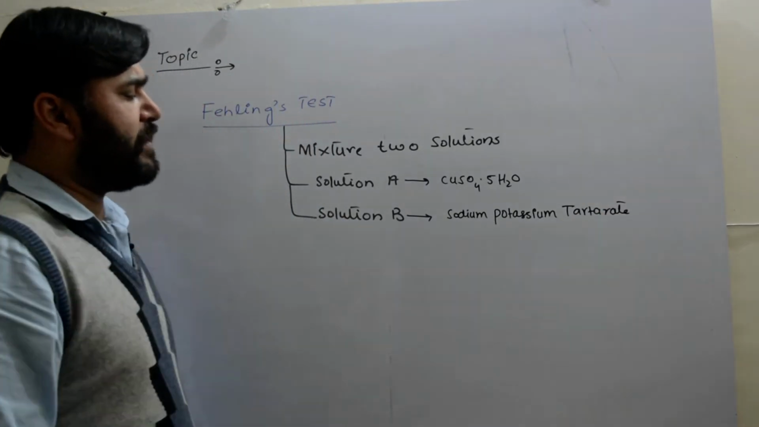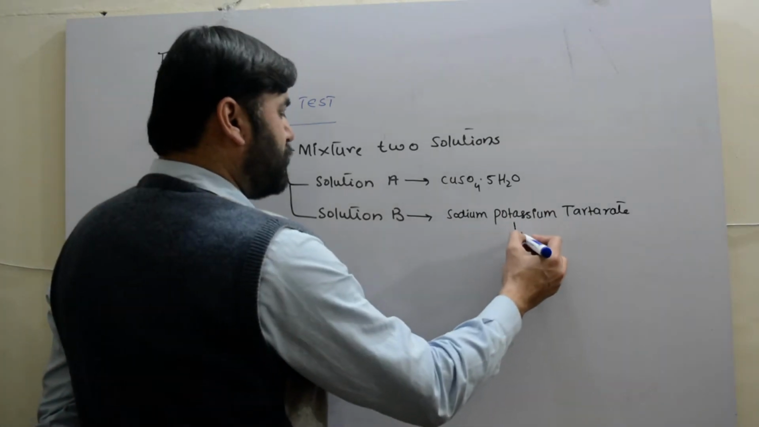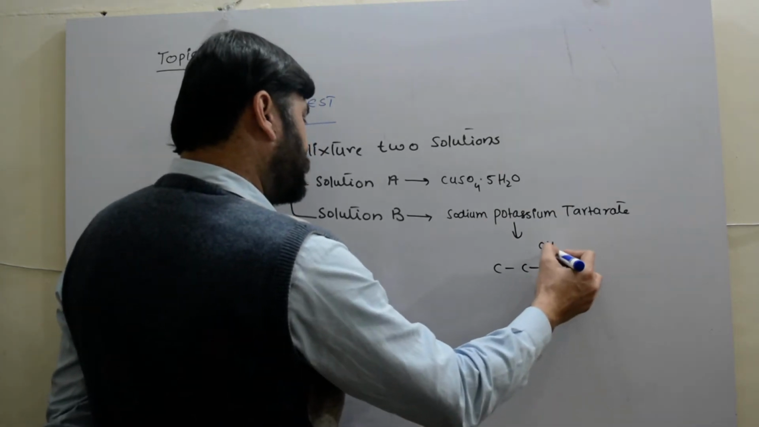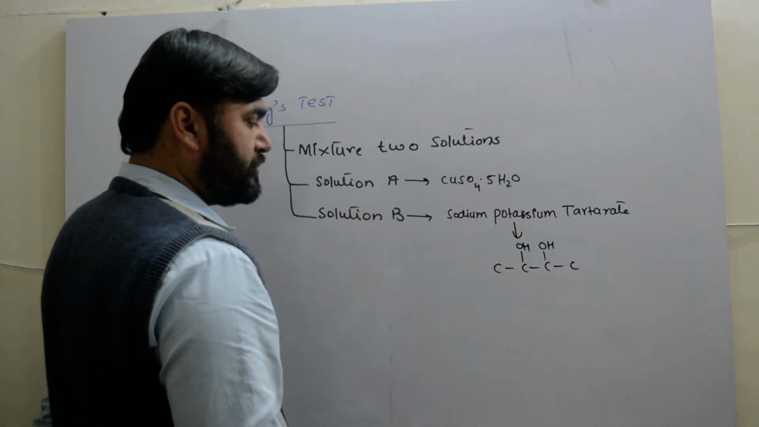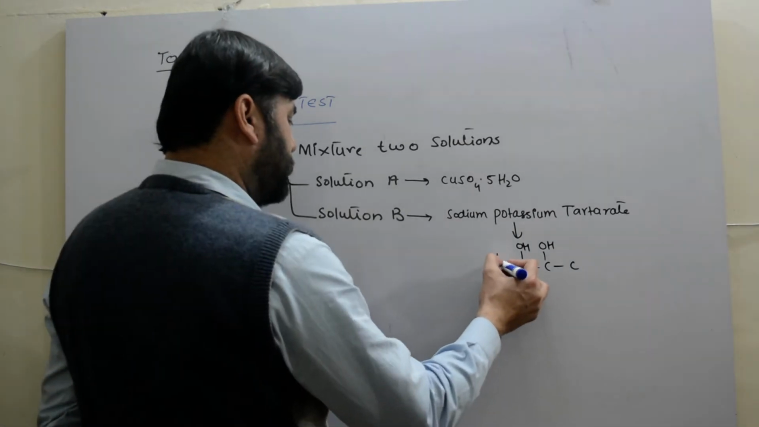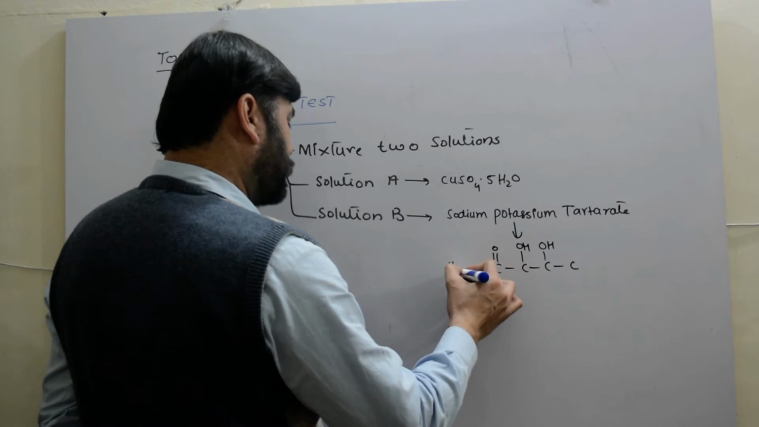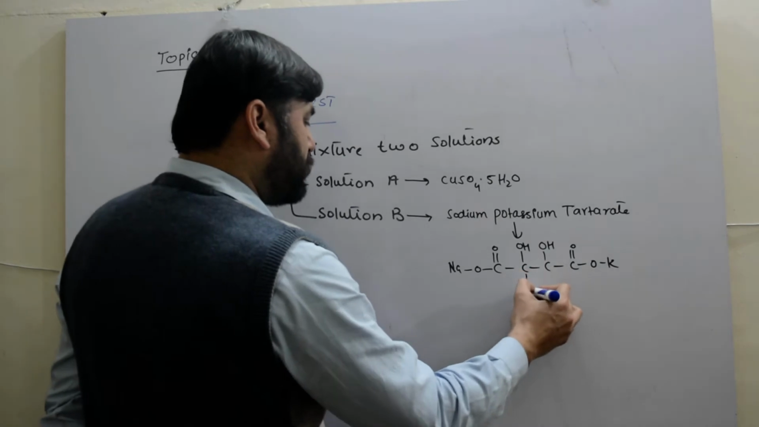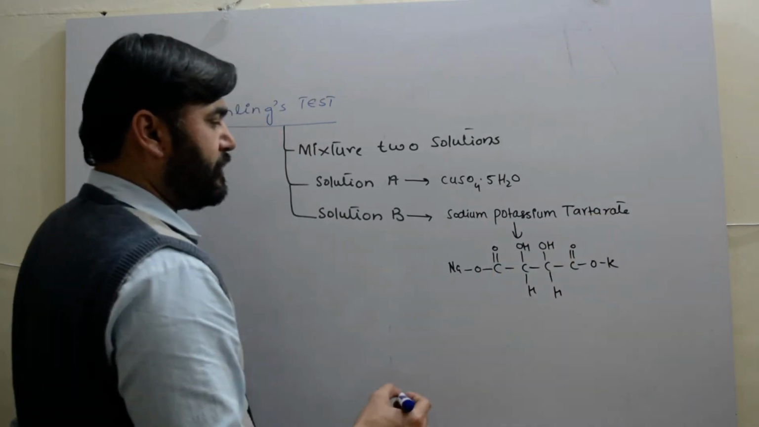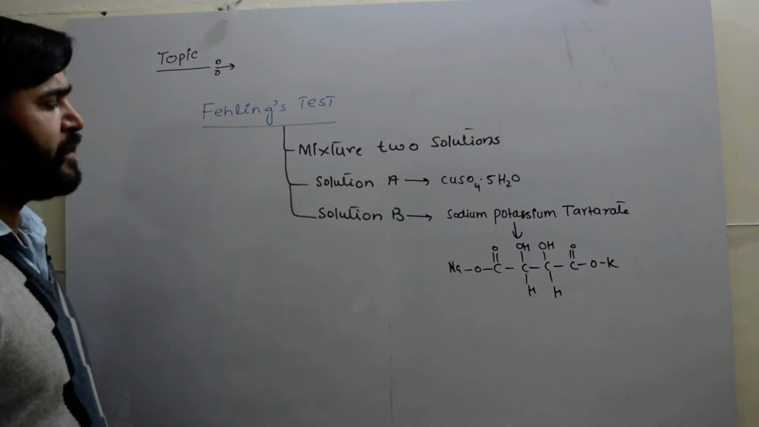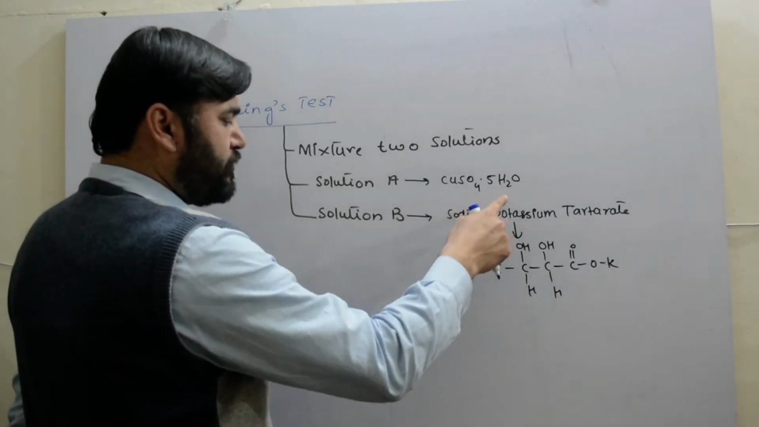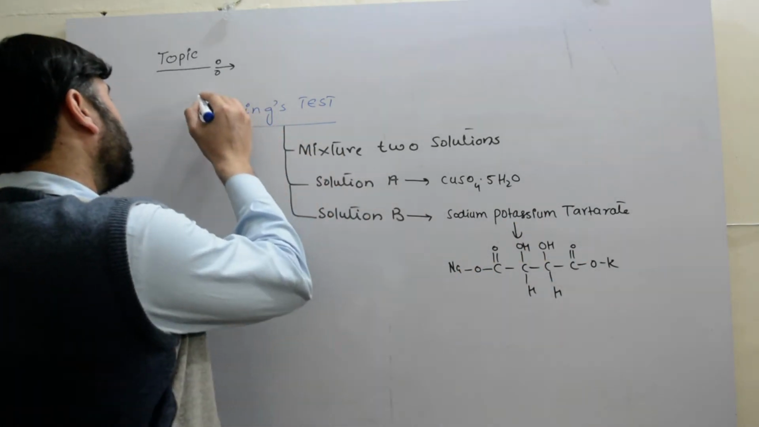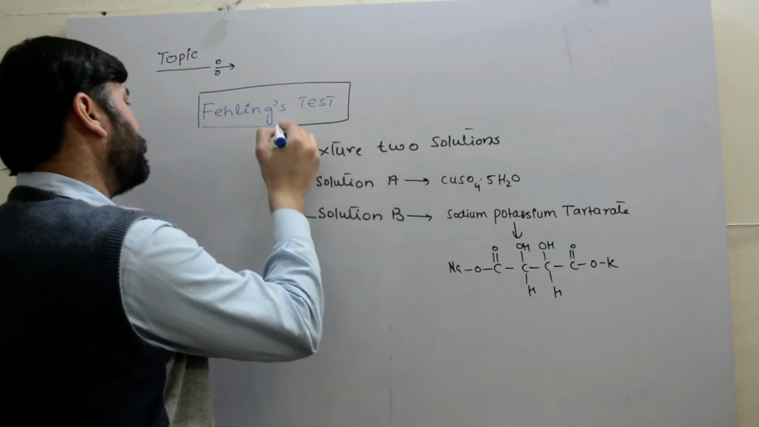You need not remember the formula, but if somebody asks you, you can write it. You should know the formula of tartaric acid, in which there is an OH group on the second carbon and OH on the third carbon, and C double bond O, this is sodium, and this is C double bond O potassium. So this is also called sodium potassium tartarate. Very easy. Both copper sulfate dot 5H2O and sodium potassium tartarate, collectively they are called Fehling solution.